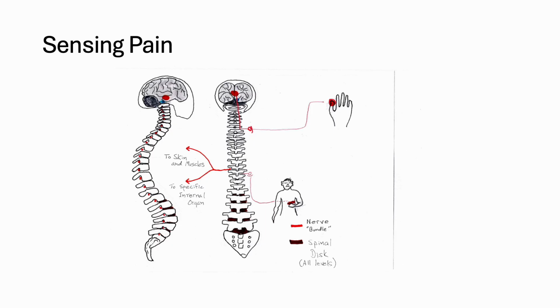If you look below the hand, you can see a person holding his or her upper abdomen. He might have a bellyache. That goes to a different level in the spinal cord, but it also travels up to the thalamus.